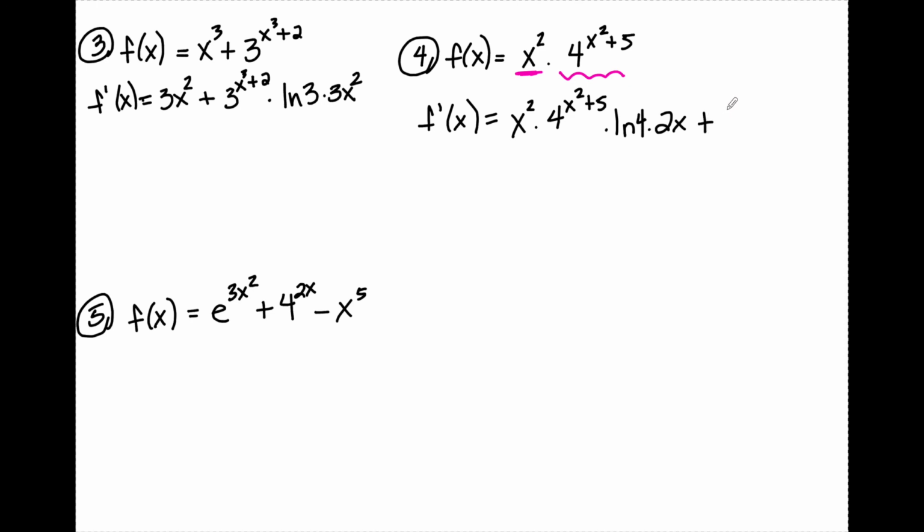Plus, now I'm going to finish my product rule. The second, 4 to the x squared plus 5, times the derivative of the first. The derivative of x squared is 2x. Just need to use the power rule there because the variable is in the base.